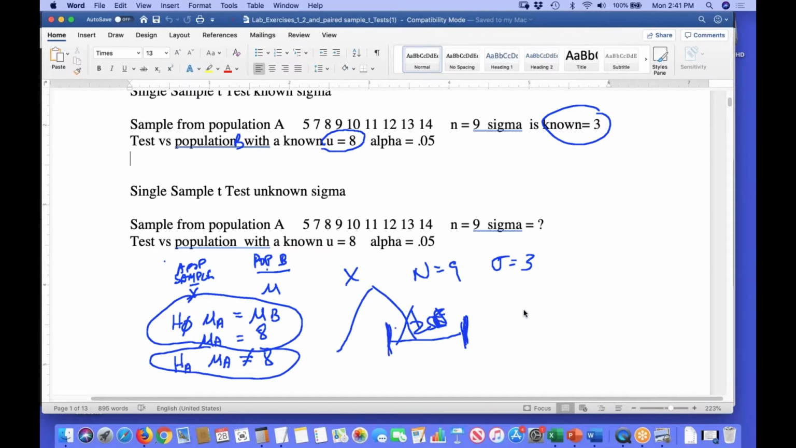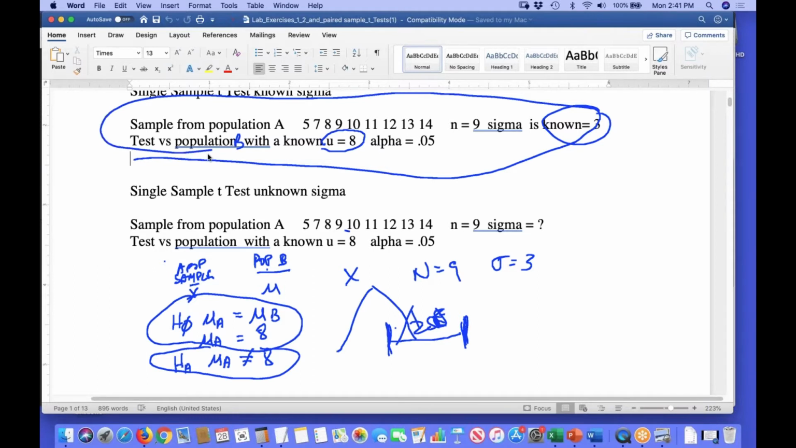So in this case, I'd be looking at mu A. I want to show that my true mean for population B is outside of the confidence interval for my sample that I'm taking. Remember, I'm still up at the top here where sigma is known. So let me go ahead and actually calculate that.